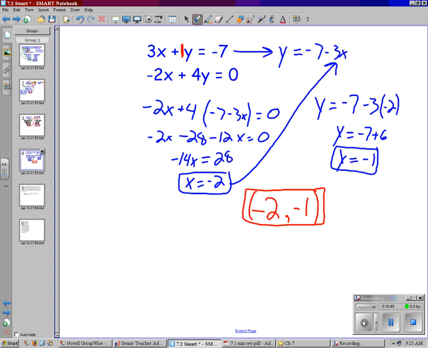And I know how much you guys love fractions. They are your best friends, your BFF, best friends fractions. BFFF, best friends fractions forever.